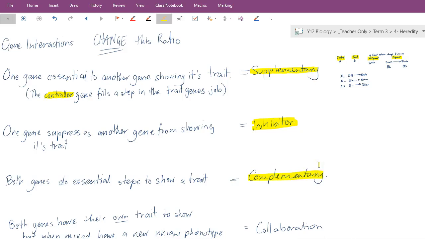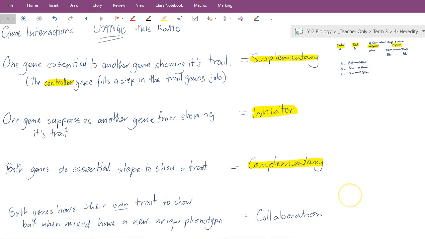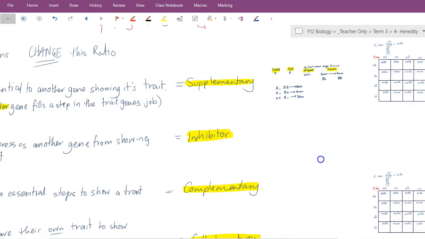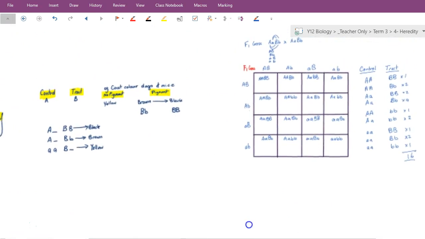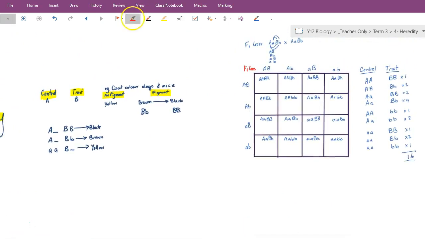Okay, that's called complementary. And the last one, which is a little bit different, which is called collaboration, is where both genes have their own trait that they show, but when you mix them, it comes up with an entirely new trait altogether. That's called collaboration. So let's quickly go through each one of these and think about how it affects that ratio, because that ratio is what you're going to be having to use if you really want to show what you know here. So here's supplementary.